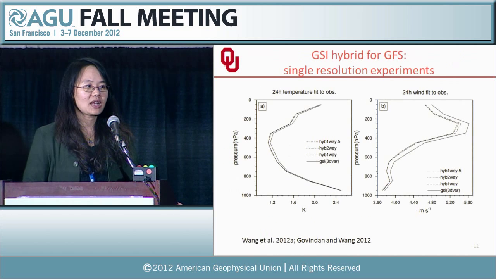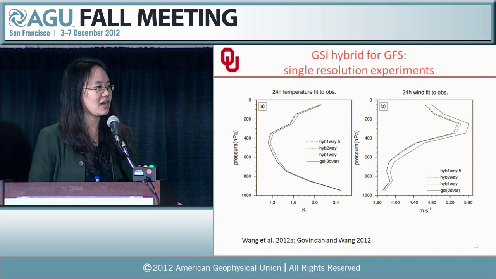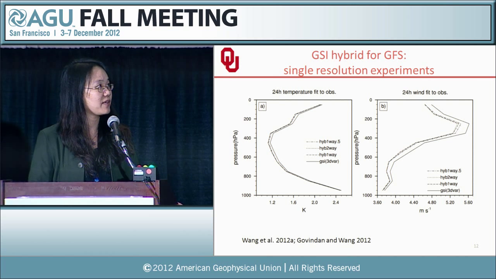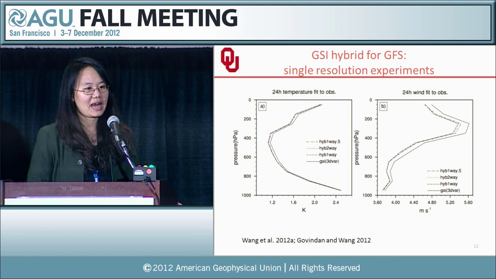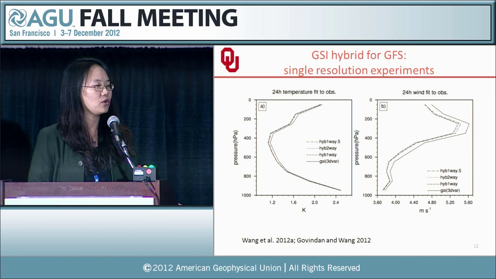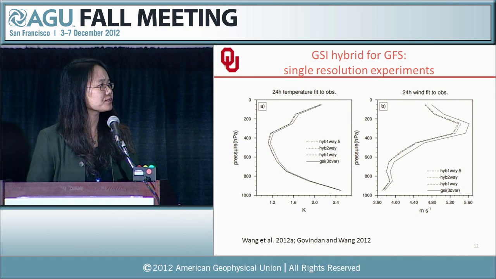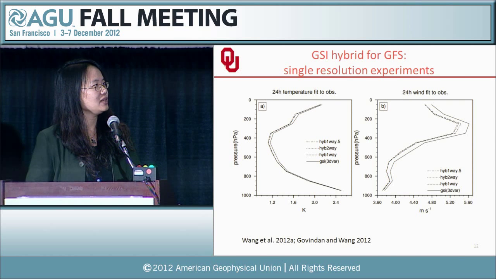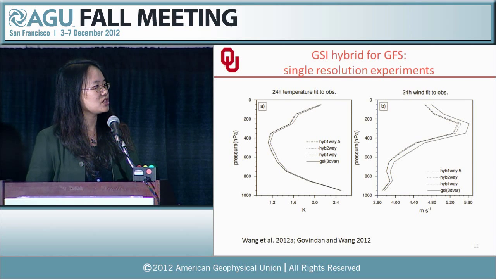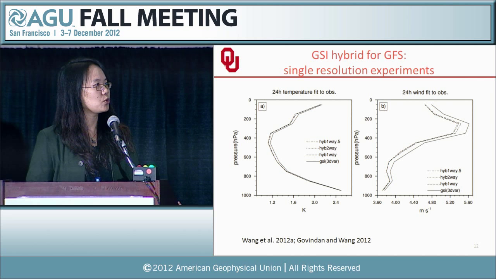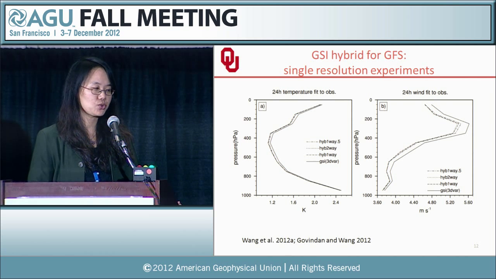So in the next few slides, I'm going to share some of the pre-operational test results of the GSI hybrid for the GFS. We first conduct the single resolution experiments, where the ensemble forecast and the single forecast run at the same resolution. What's shown here is the forecast error for temperature and wind, and the solid line is GSI 3D-Var, the other lines are the hybrid with different configurations. You can see clearly the improvement of the hybrid as compared to the pure 3D-Var.